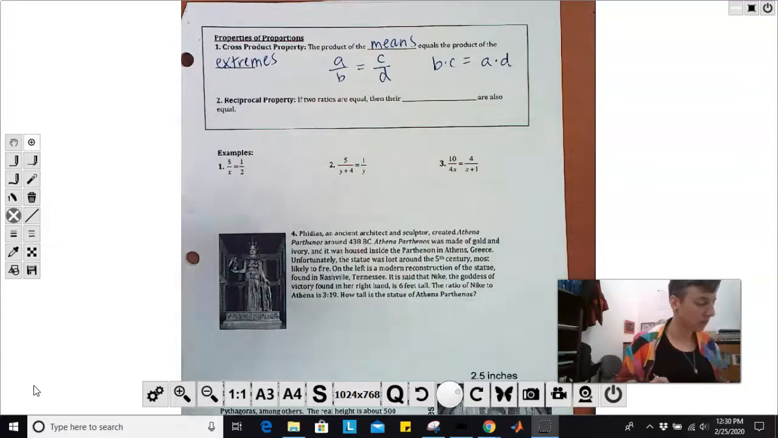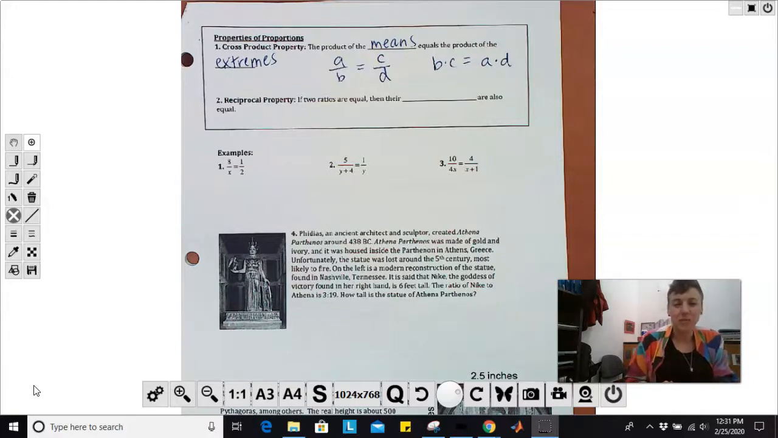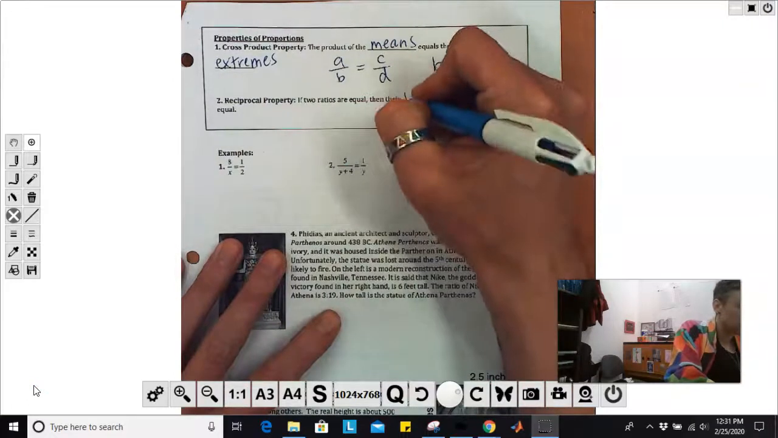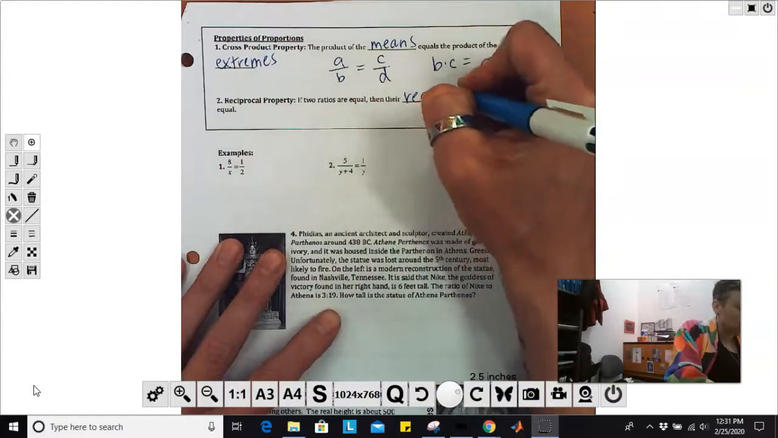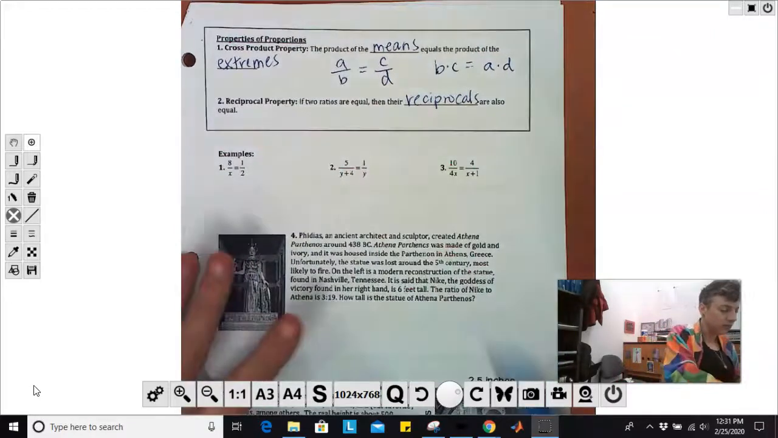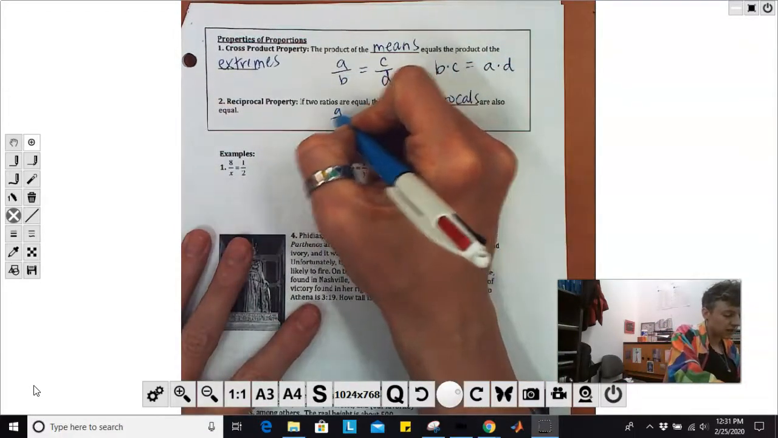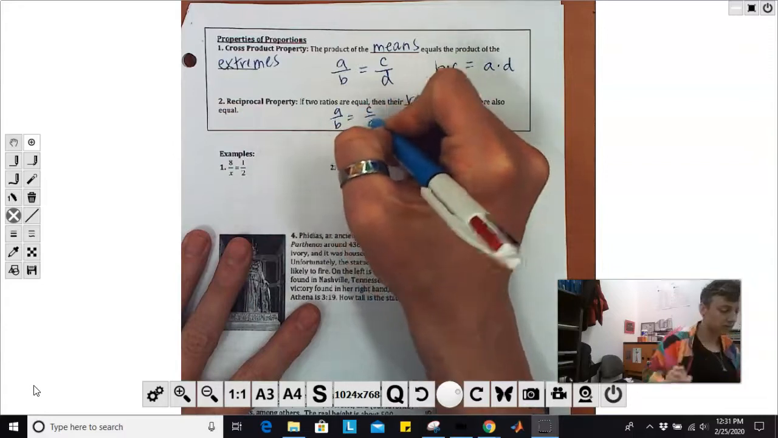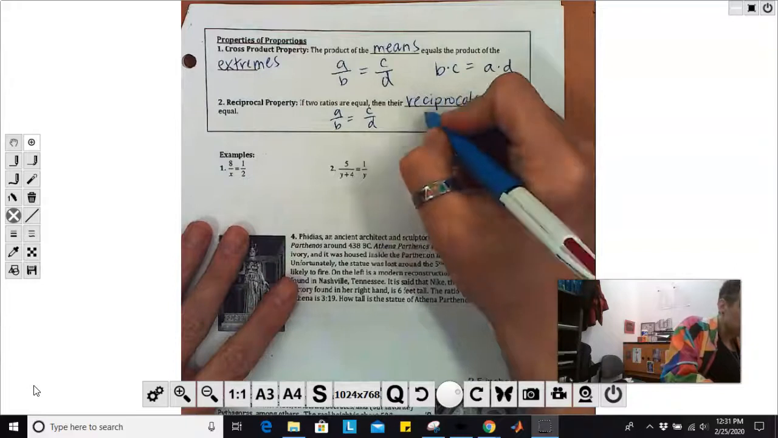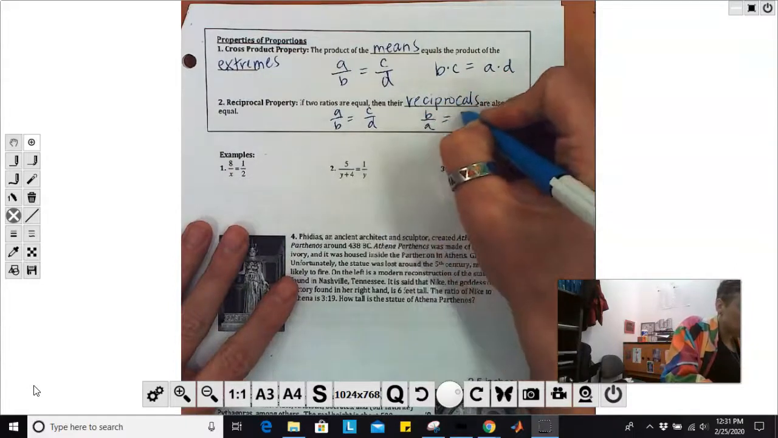And the reciprocal property says if two ratios are equal, then their reciprocals are also equal. So that would mean if we have two ratios that are equal, like A over B equals C over D, we could flip it around and that same thing would be true. B over A would equal D over C.